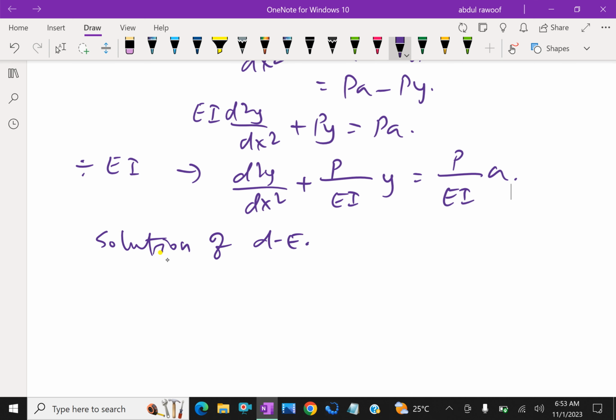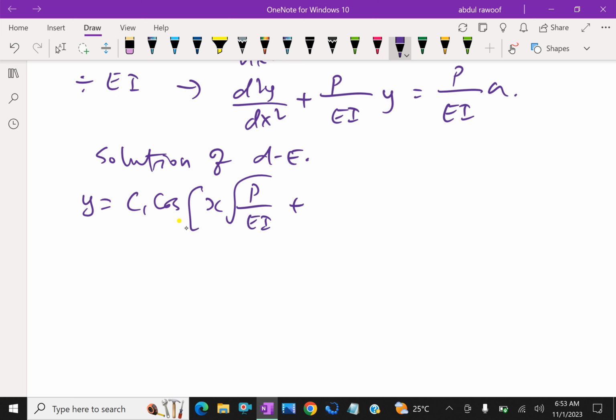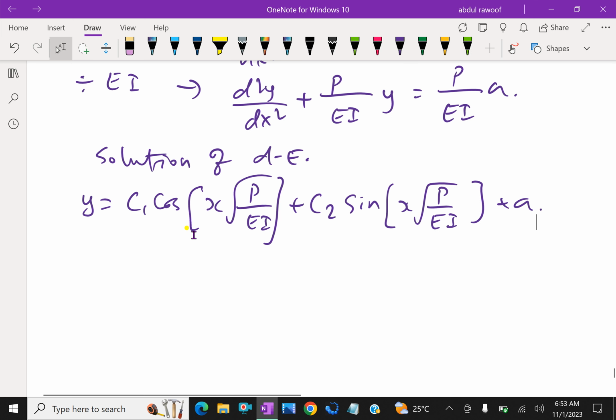The solution of the differential equation is y equals C1 cos of x root of P over EI plus C2 sin of x root of P over EI plus a. This is the solution for this equation, where C1 and C2 are constants of integration, and the values of C1 and C2 are obtained from the boundary conditions.